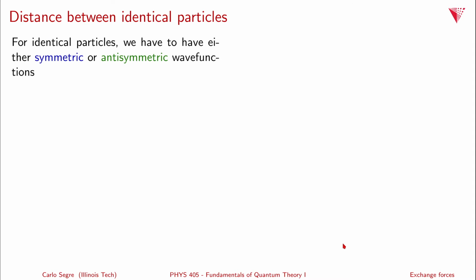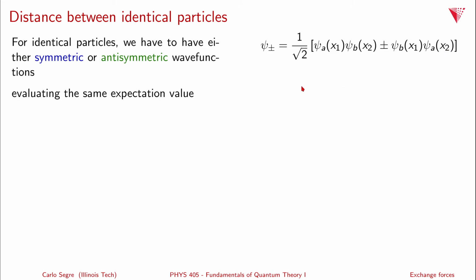Now, for identical particles, we have either a symmetric or antisymmetric wave function, and we can do them both simultaneously. So psi plus minus is equal to 1 over the square root of 2, psi a of x1 psi b of x2, plus or minus psi b of x1 psi a of x2. So if we evaluate the same expectation value that we did previously, which is the expectation value of x1 squared plus the expectation value of x2 squared minus 2 times the expectation value of x1 x2, but now we're doing it in the plus/minus states with these states involved.